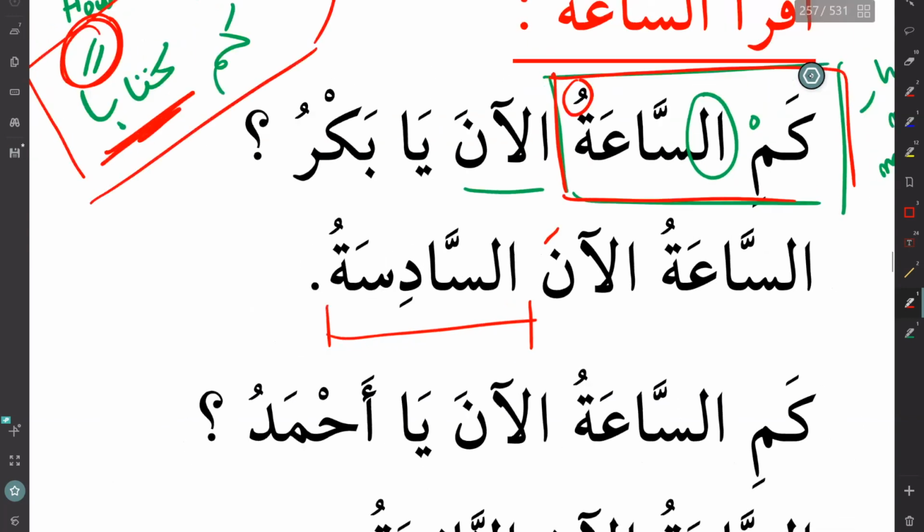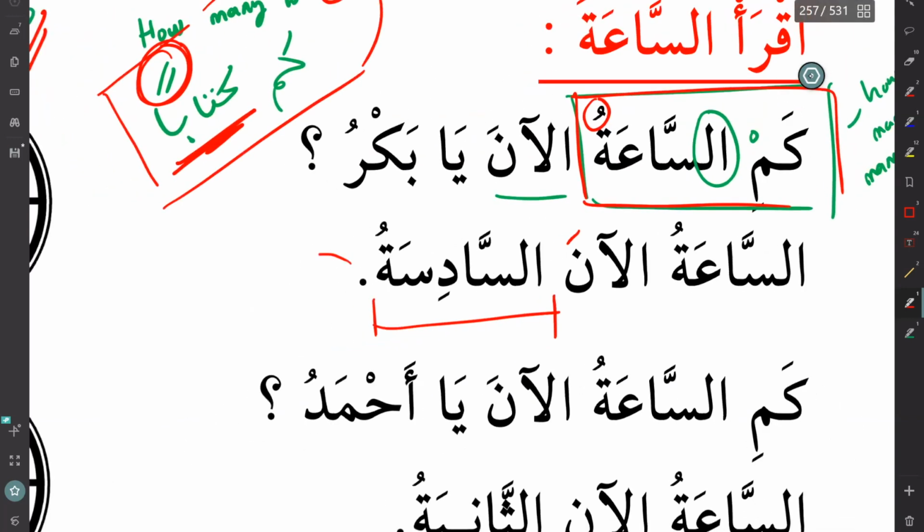But to be more precise, here's another issue that you have to understand. Who can give me actual translation of this as-sadisa, actual translation? Yes, it's sixth. Actual translation is sixth in ordinal number. But in English, we say in cardinal number, right? We just say 6. So what you have to know, few things you have to know.